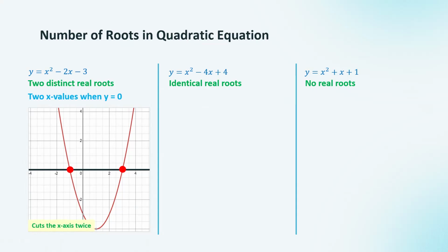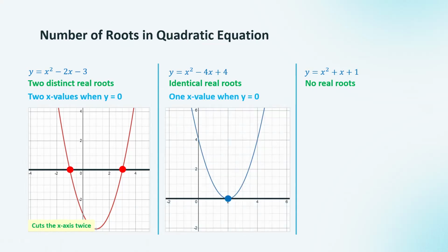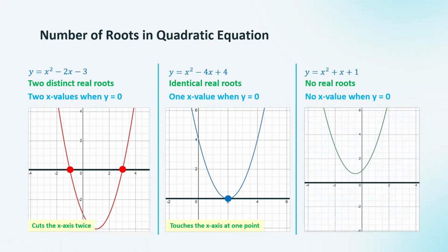For the next example, we only have one x value when y is equal to 0. So you can imagine that the parabolic curve will only touch the x-axis. You can say that the x-axis is tangent to the parabolic curve. In the last example, we have no real roots, so we should not have any x-intercept, so no x value when y is equal to 0. You can see that the parabolic curve is separated from the x-axis, so it doesn't touch or even intersect the x-axis.